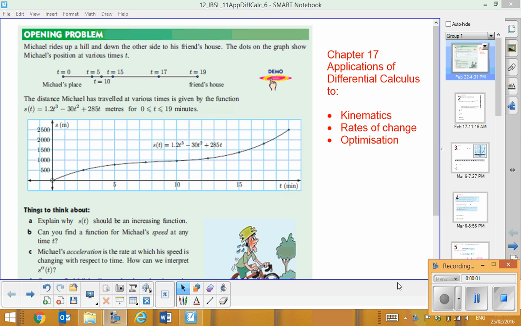So that's our recording. Today we're doing the applications of your calculus into kinematics. What's kinematics? Right, kinetic energy, moving, motion. So that's what this fancy word means, kinematics.